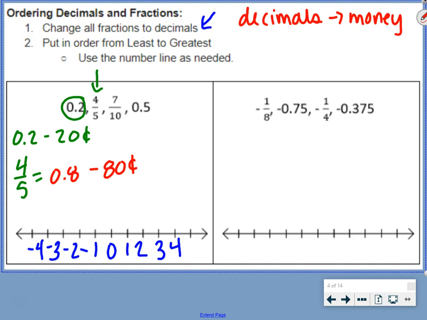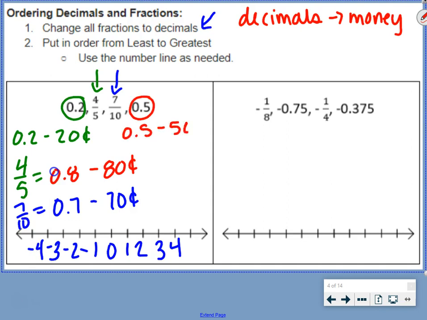All right, so we have 20 cents, we have 80 cents, 7/10 right here. We need to change that into a decimal. 7 divided by 10 is going to give us 0.7, which is 70 cents. And here, 0.5 is already a decimal. 0.5 is 50 cents.